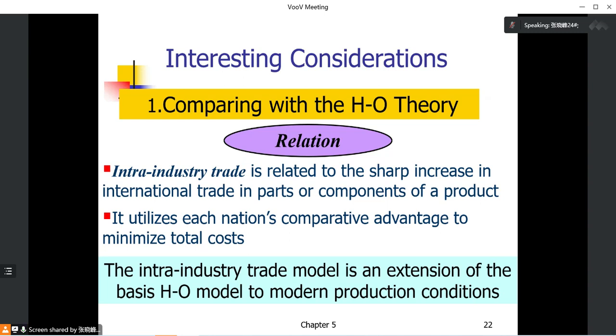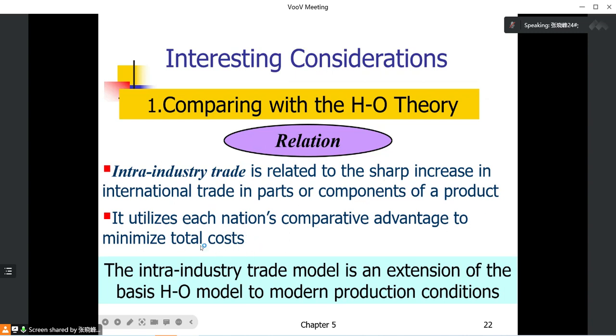That means intra-industry trade often happens inside of the multinational corporations, especially for those in the line of manufacture. It utilizes each nation's comparative advantage to minimize total cost.